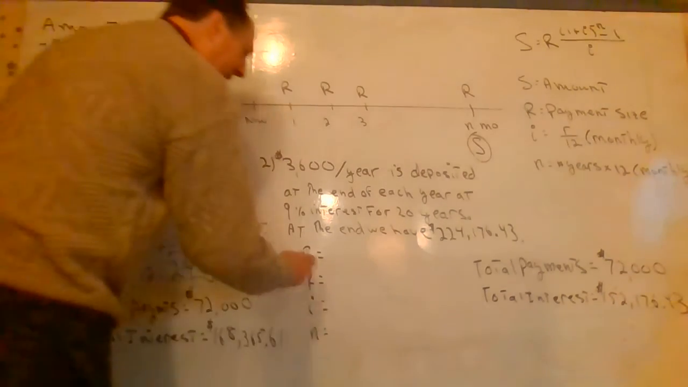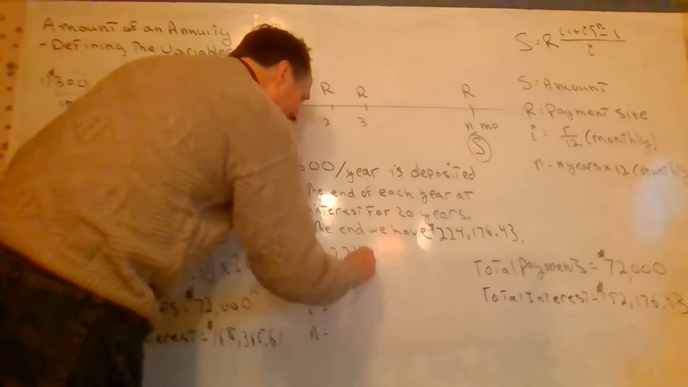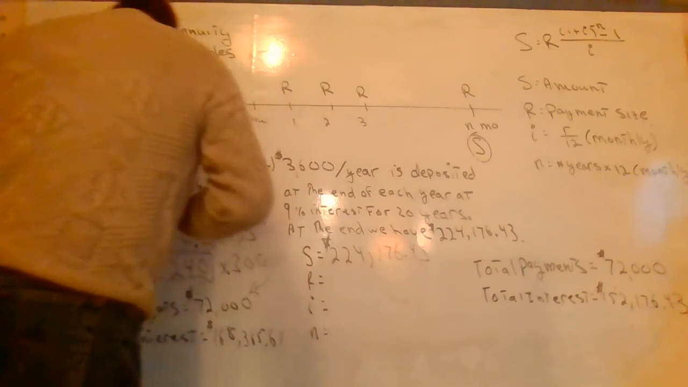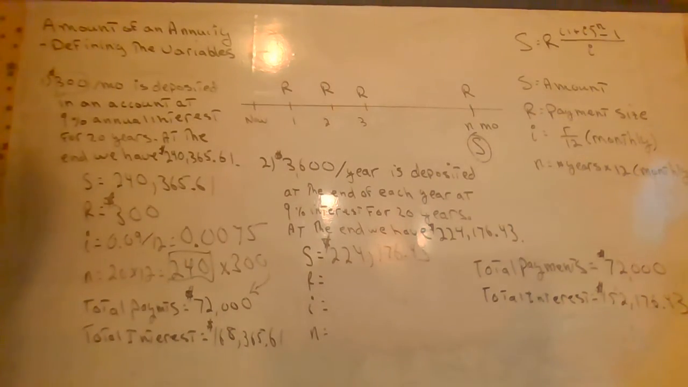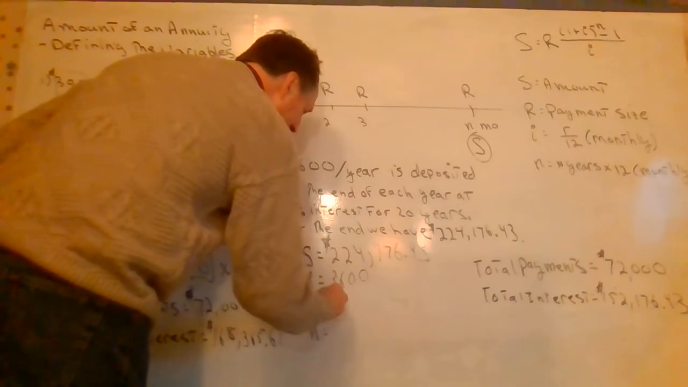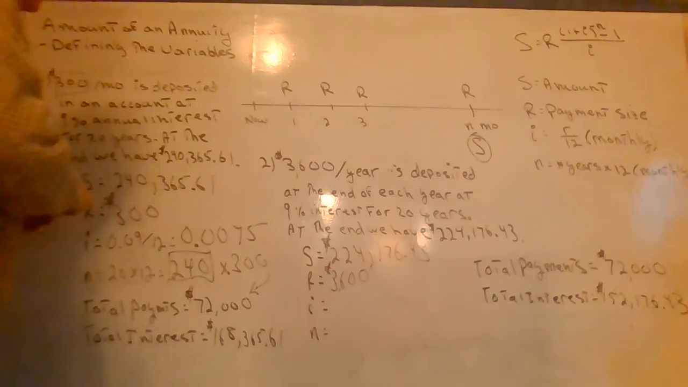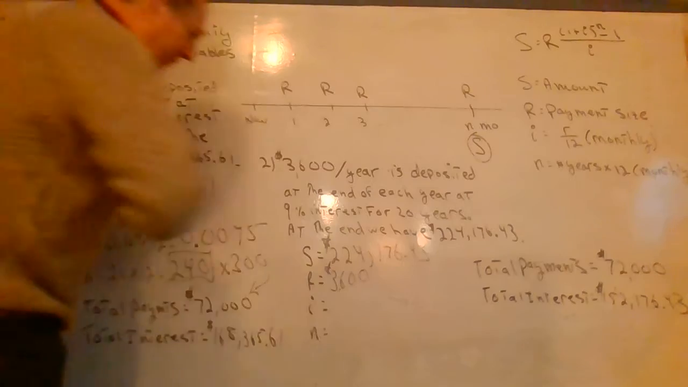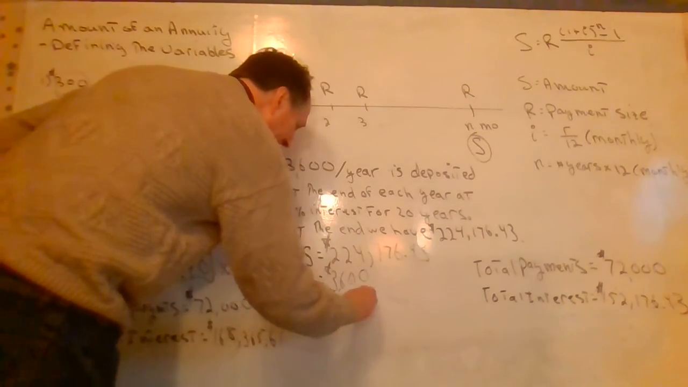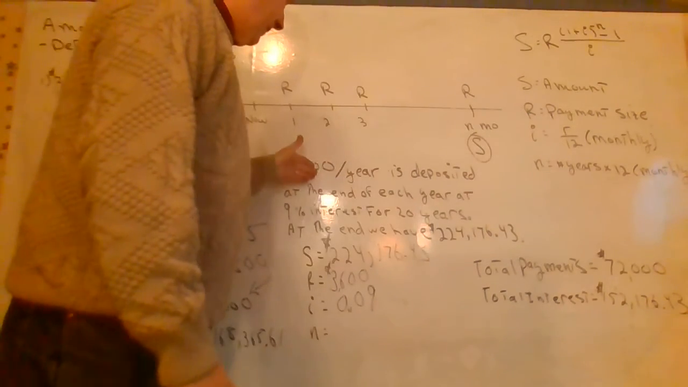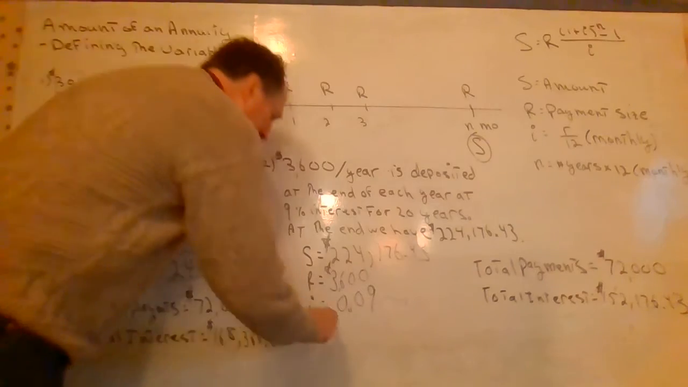Now in this case, S is equal to $224,176.43. That's the amount. And the payment is $3,600. Now these are annual payments, and this is an annual interest rate. If the rate's stated, it's normally an annual interest rate. I is 0.09. And N, number of years, we're paying annually, number of years 20, N is just going to be a plain 20.